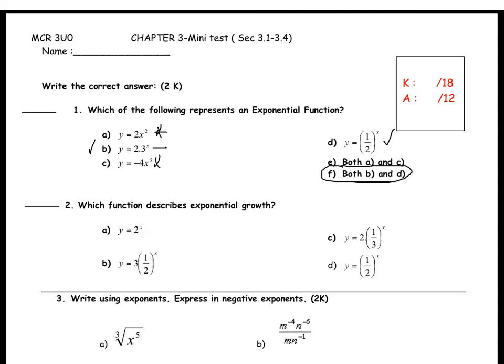The next question, question number 2, says, which of the following functions describes exponential growth? Remember, exponential growth is the one where the base is a real number greater than 1. So the first one, y equals 2 exponent x, since 2 is greater than 1, it is a good candidate. The next one, since the base is less than 1, this is not. The next one again, 1 over 3 is less than 1, so this is not. And the next one is 1 over 2 again, so this is not. So the answer is option A.